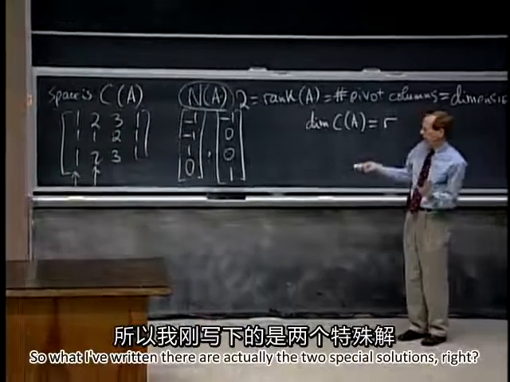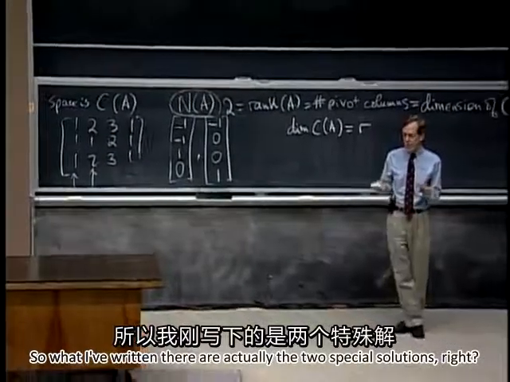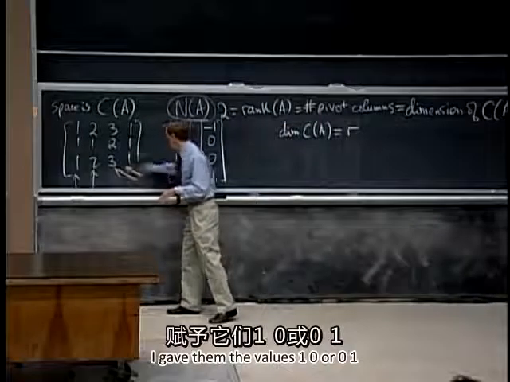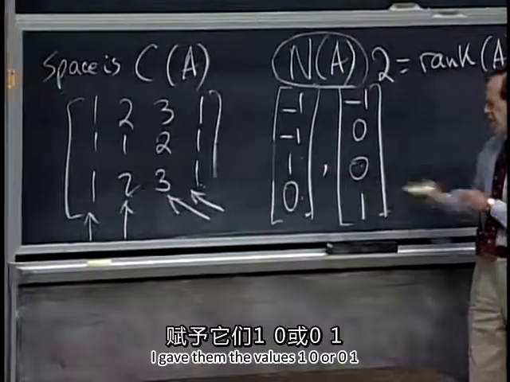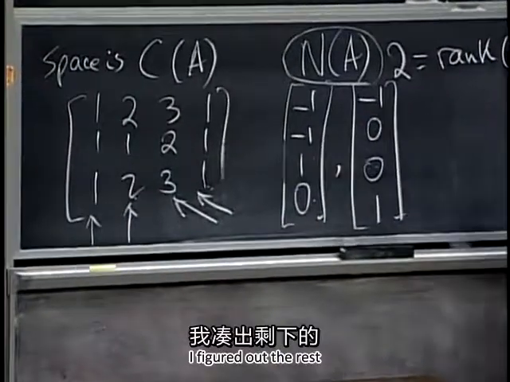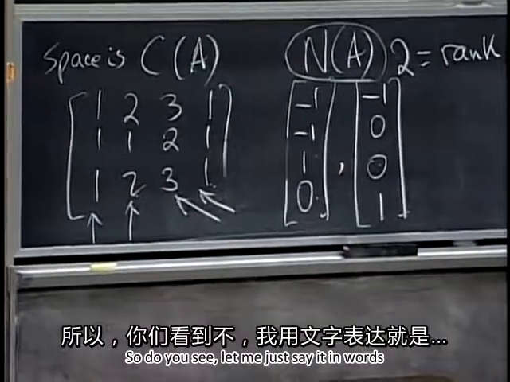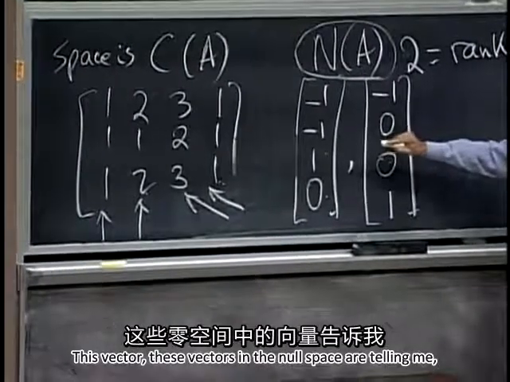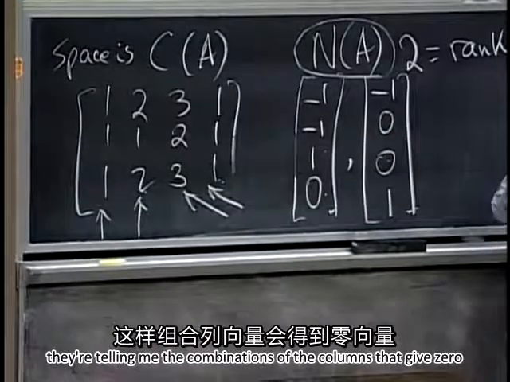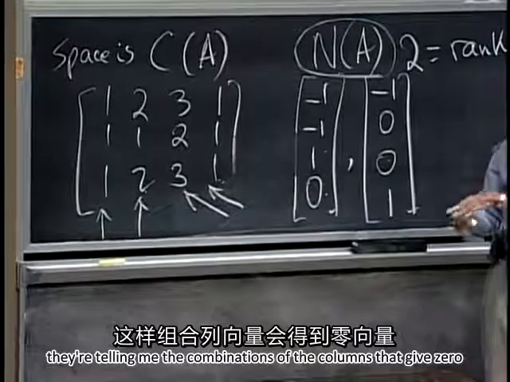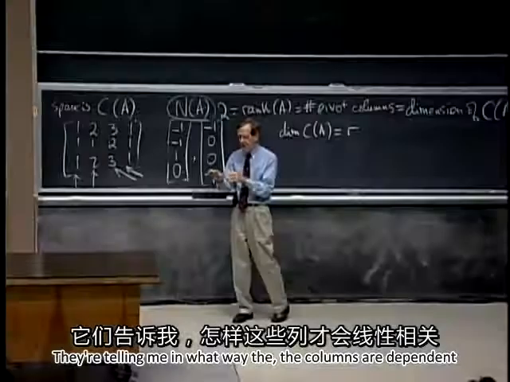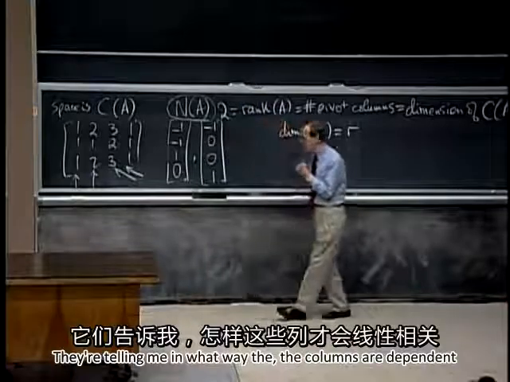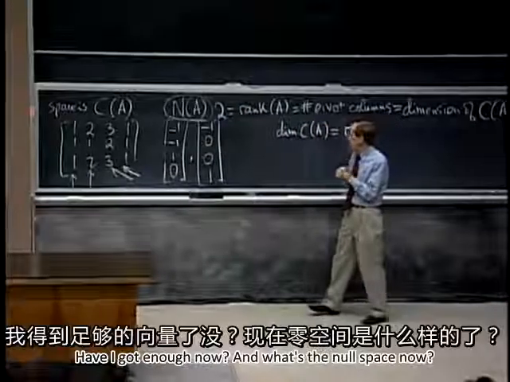So what I've written there are actually the 2 special solutions, right? I took the 2 free variables, free and free. I gave them the values 1, 0 or 0, 1. I figured out the rest. So do you see, let me just say it in words. These vectors in the null space are telling me the combinations of the columns that give 0. They're telling me in what way the columns are dependent. That's what the null space is doing. Have I got enough now?